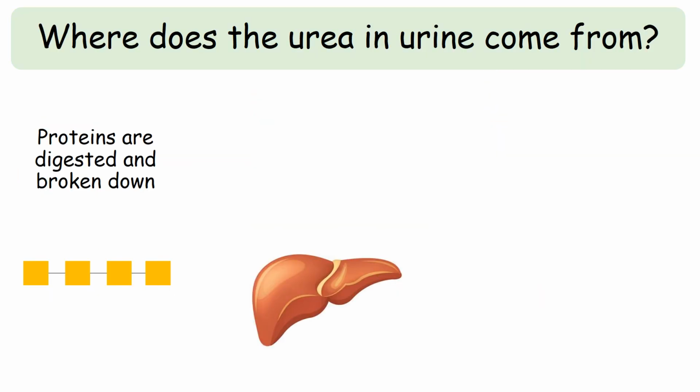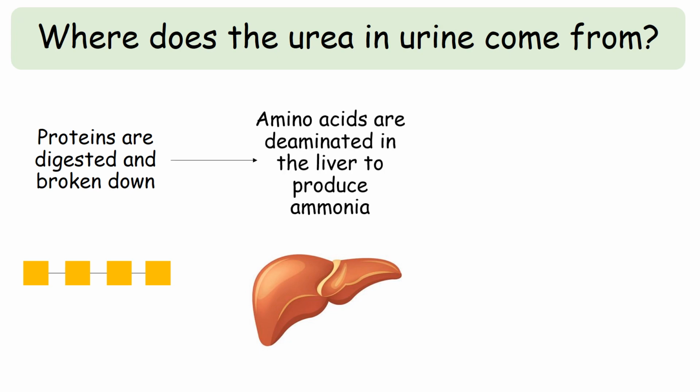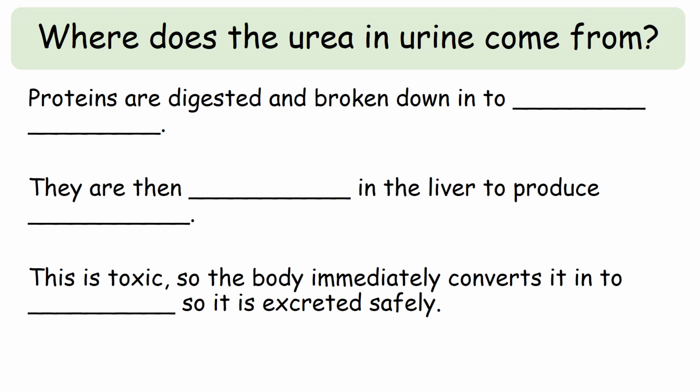So let's talk a bit about urea, because urea and water makes urine. We know that proteins get digested and broken down into amino acids, which are deaminated in the liver to produce ammonia. So the proteins that are digested and broken down, the amino acids produce leftover ions and ammonia, and that is converted into urea. There you go, you might just want to write down your sentences there. The urea is toxic, so the body immediately converts it into urine to excrete it safely. If it's not being removed, then you become very ill indeed. Anyone who knows how kidney disease will attest to that.